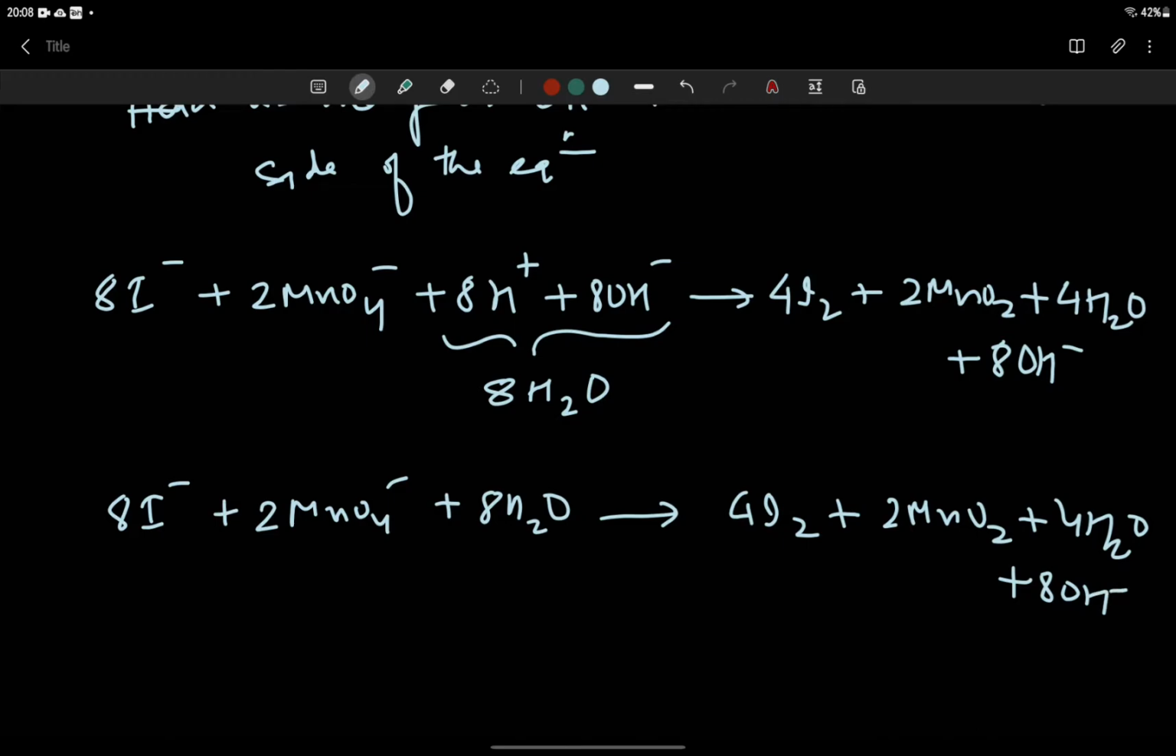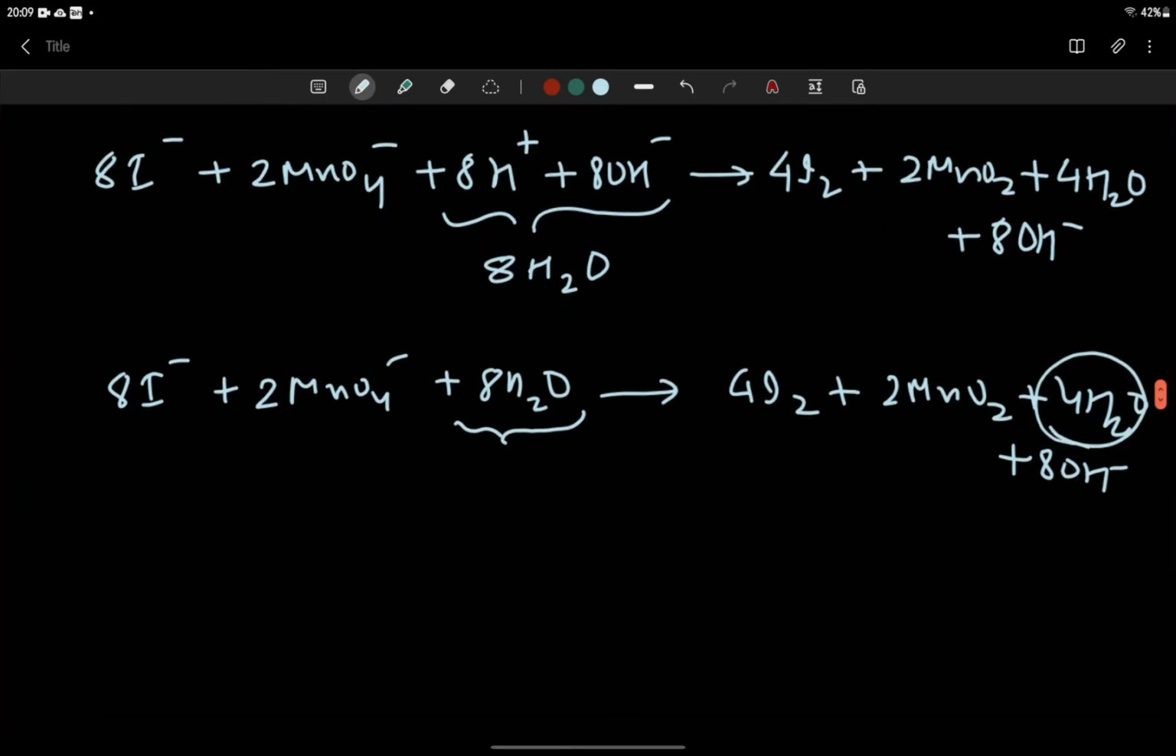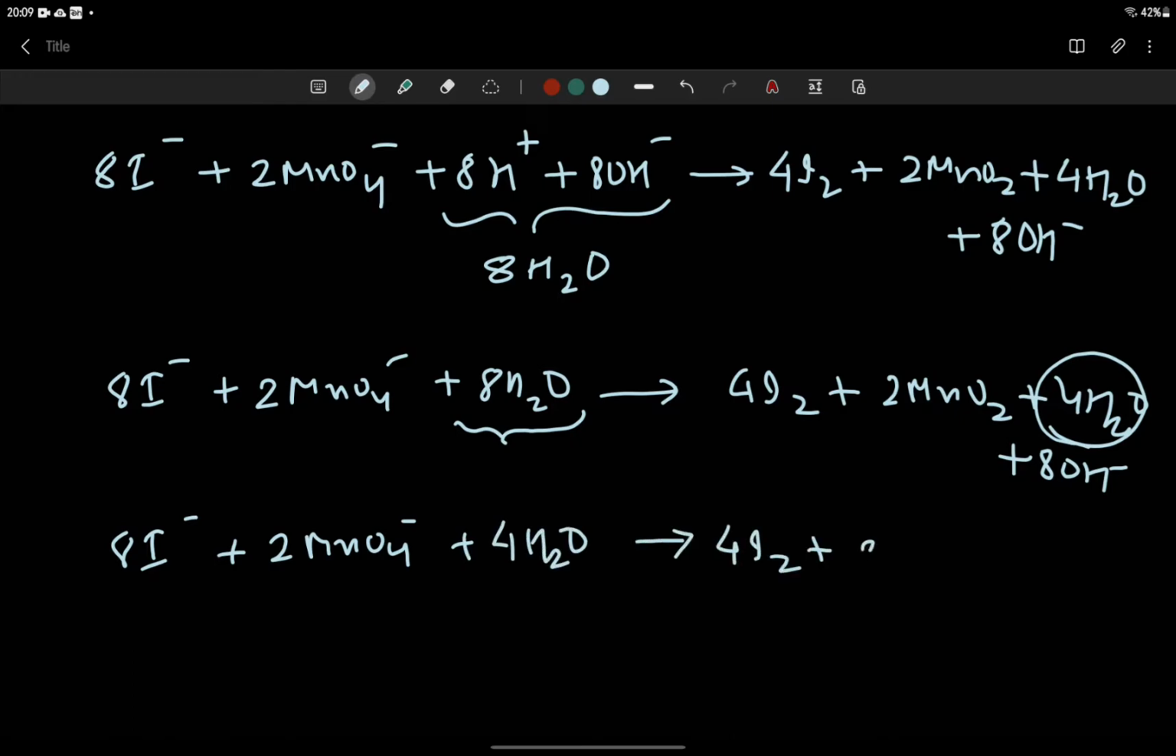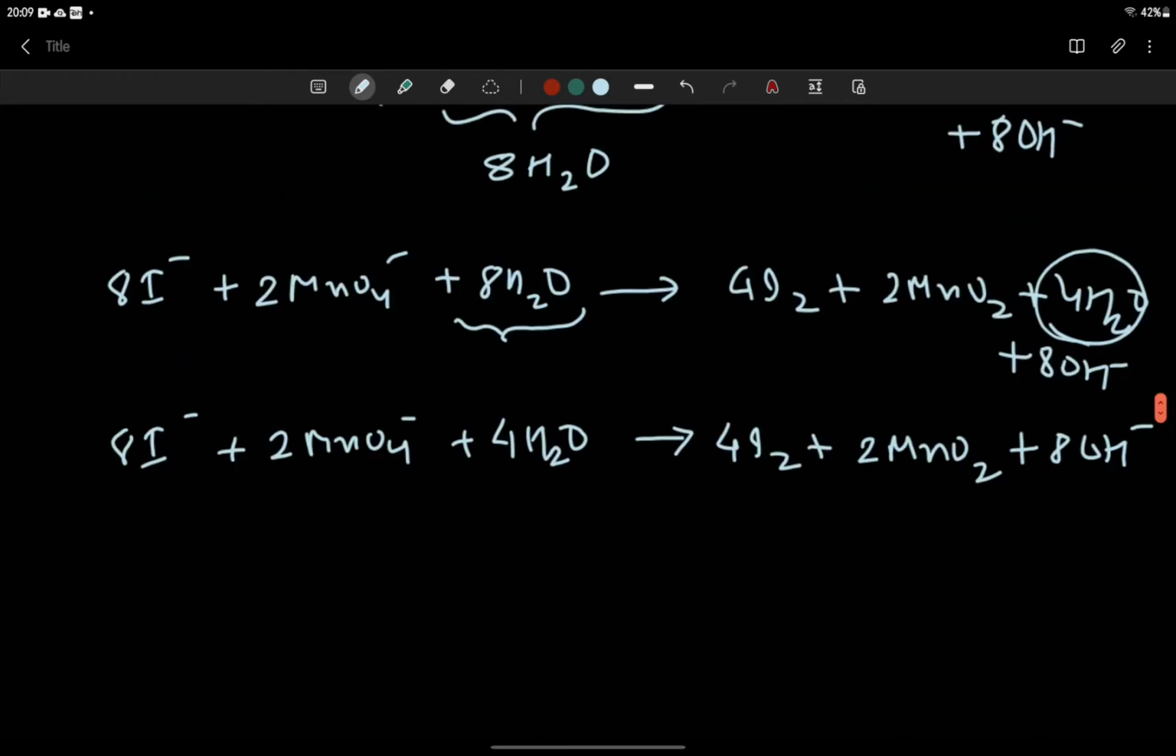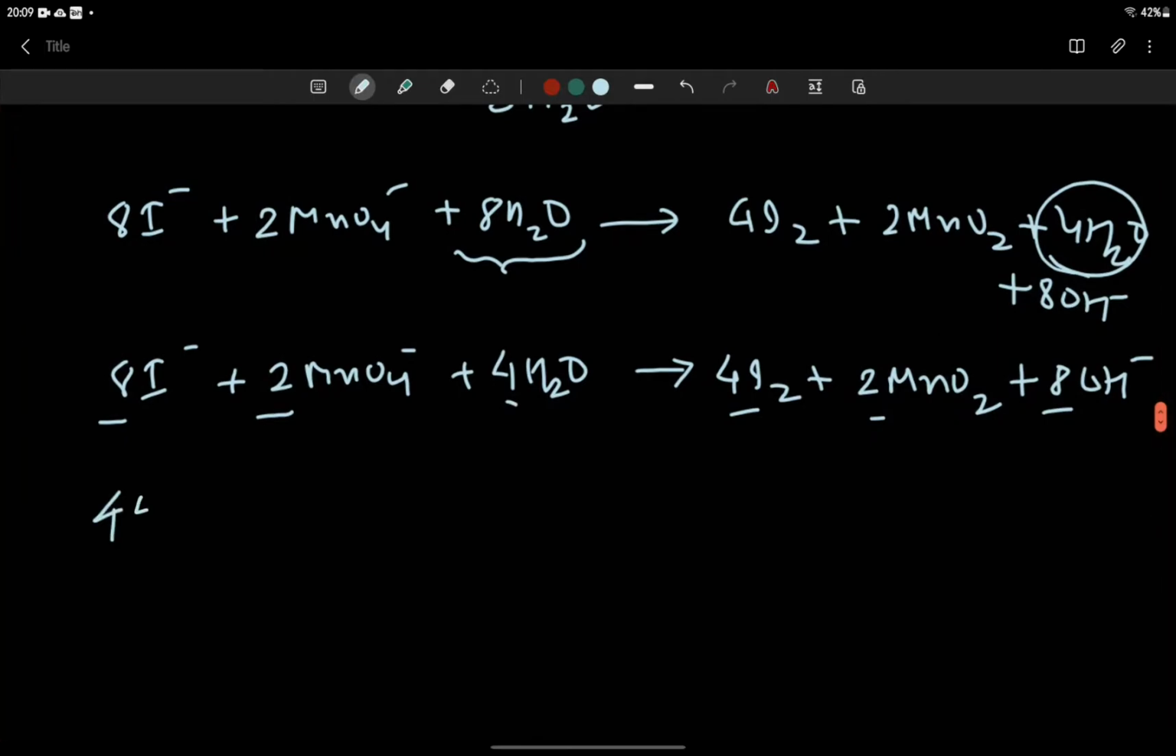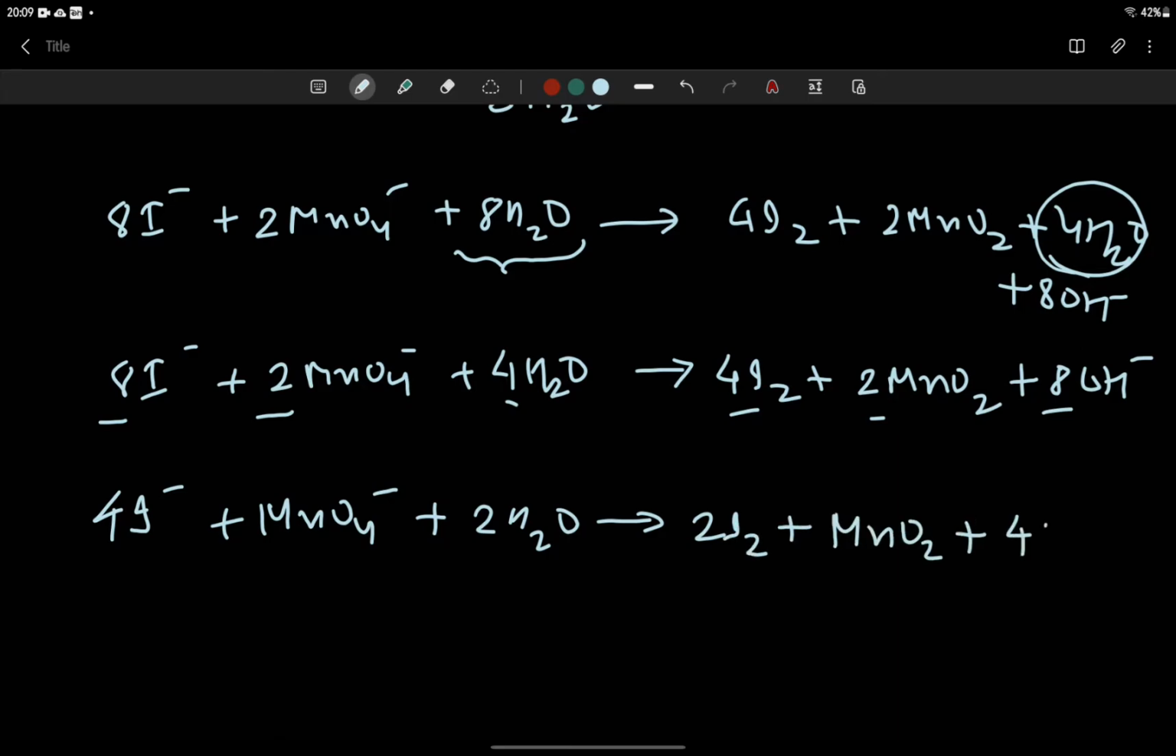Now in the reactant side we have 8 moles of water, in the product side we have 4 moles, so we can easily cancel it out, means we subtract 4 from 8. Okay, so 8I minus plus 2MnO4 minus plus 4H2O, we are subtracting here. We are not dividing, we subtract, and 8OH minus remains. Okay, now you can see this whole equation is divisible by 2. So in the last step we can simplify the equation, means divide by 2: 4I minus plus MnO4 minus plus 2H2O gives 2I2 plus MnO2 plus 4OH minus.